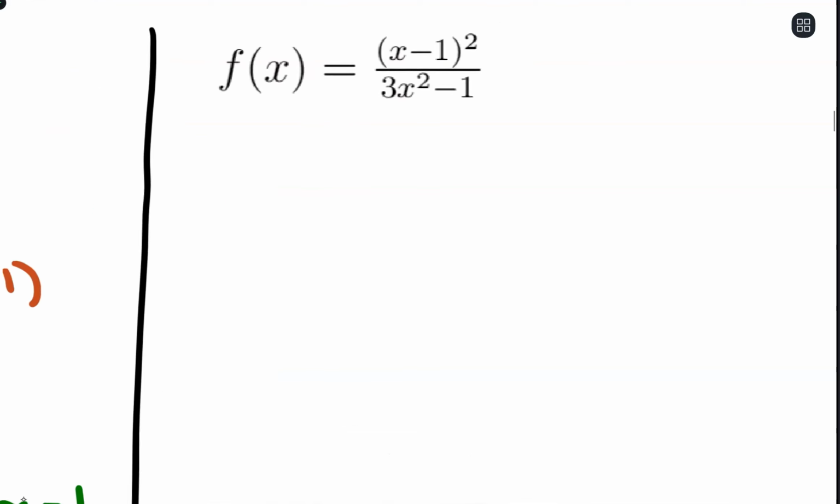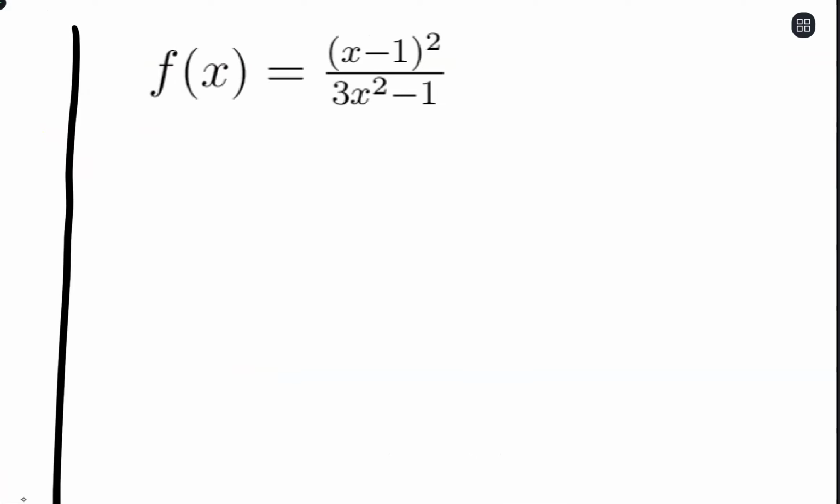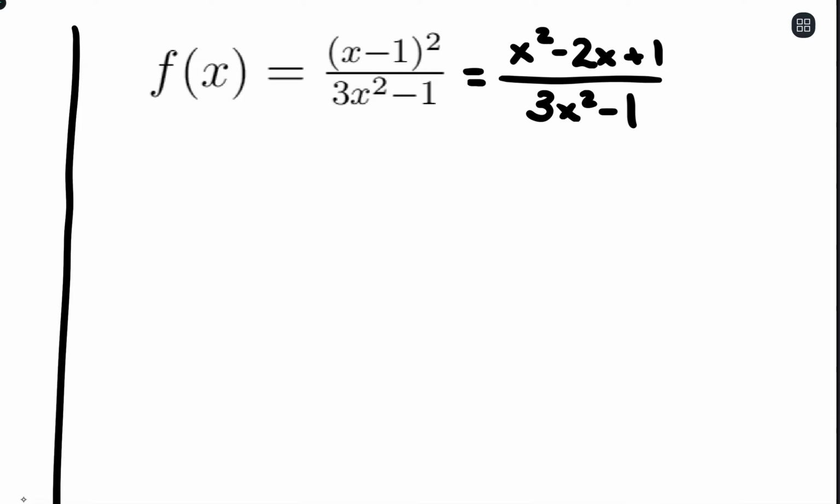So with this one, and if it's helpful, you could FOIL out that numerator, so x minus 1 times x minus 1, so that's x squared minus 2x plus 1 over 3x squared minus 1. Let's go ahead and take a look at that. Having it in that format will be a little bit easier here, especially when we get to the horizontal asymptote.